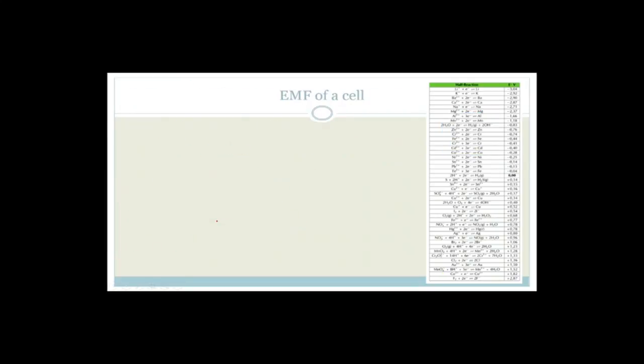Okay, now we need to talk about the EMF of the cell. We've already been kind of using the EMF of the different half reactions to decide which side is going to be oxidized and which side is going to be reduced. Now let's talk about the actual EMF of the cell. It's a definition of the EMF. We've actually mentioned it before when we were doing electric circuits. The EMF is the maximum amount of voltage that a cell can provide a circuit, right?